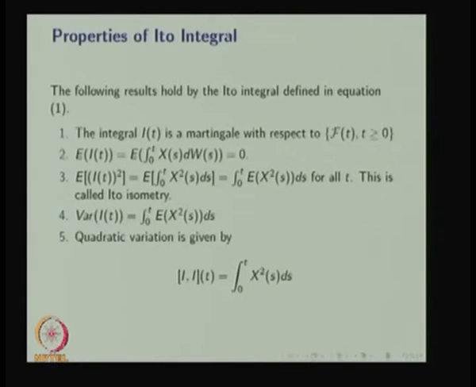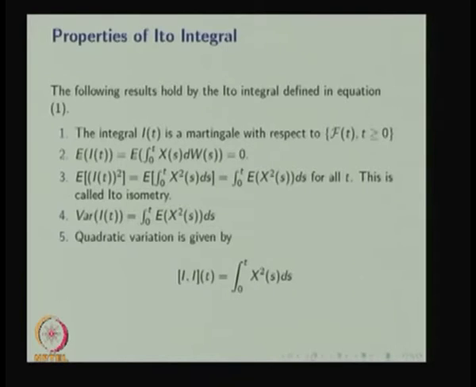Yes, the first property: the integral I of t is a martingale with respect to the filtration F of t. This is a very important property. If you have an Ito integral, that means the integrand is adapted and mean square integrable, and the Ito integral is a stochastic process, and that stochastic process has the martingale property with respect to the filtration F of t. The same F of t, the integrand is adapted also, with respect to the same filtration.